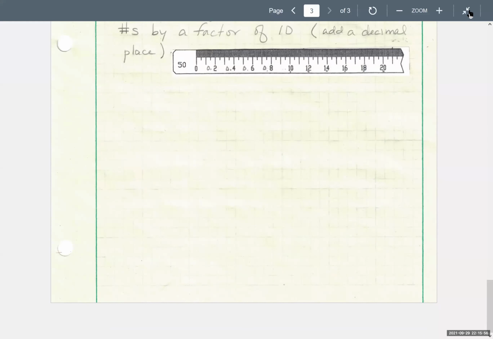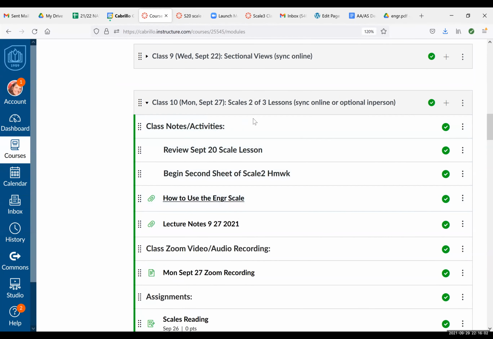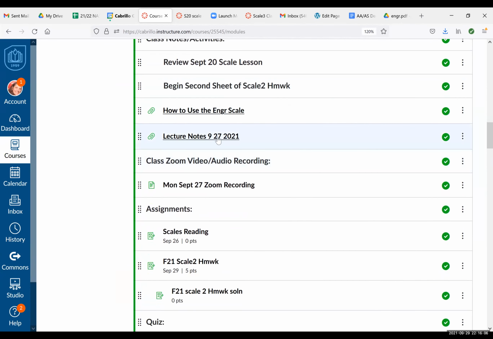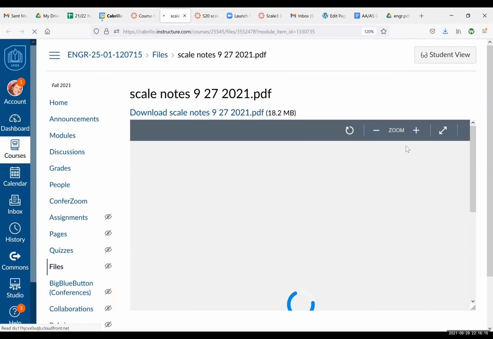So I'm going to close this and go back to this class on Monday and how to use a scale. And then here are the lecture notes. So let's take a look at the lecture notes. Good idea, Adam. I think that's probably easier. I just never even thought of doing that.